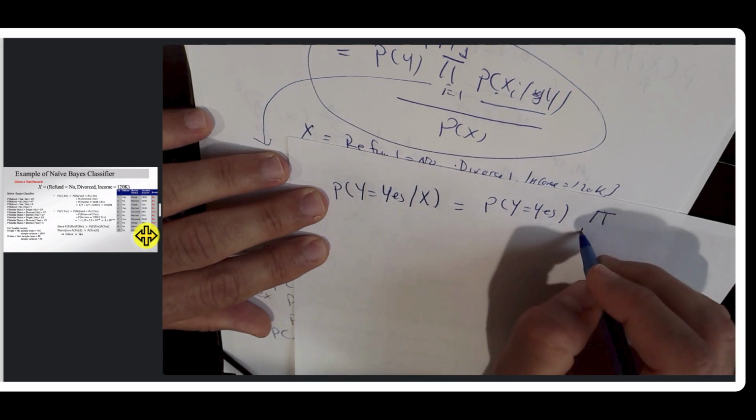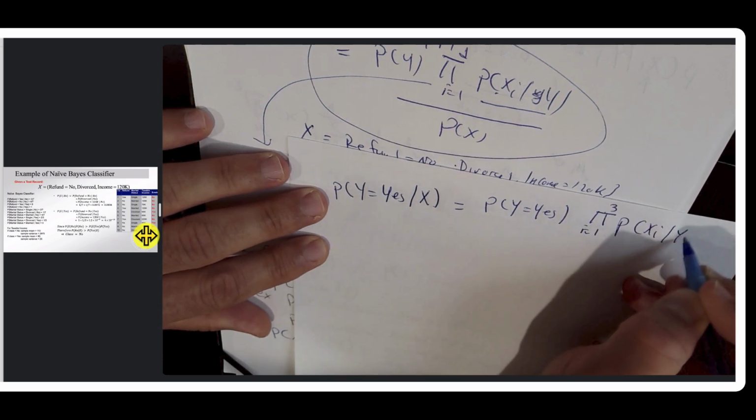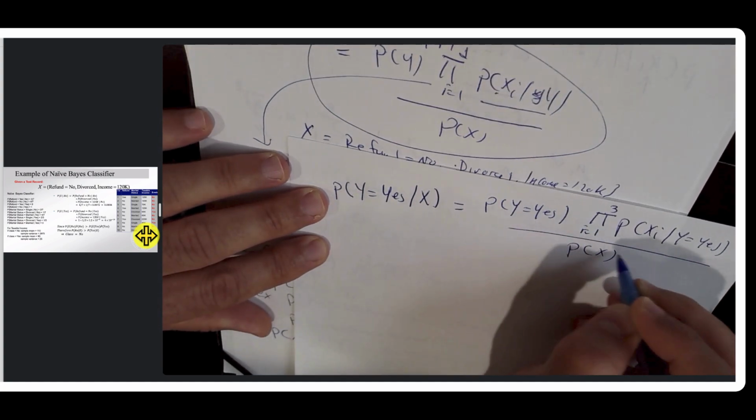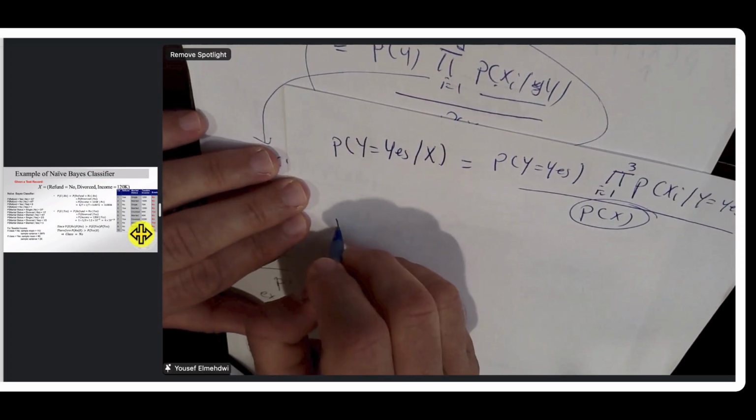Right? The product for i equal 1 to 3 of the probability of xi given y equal yes, divided by the probability of x. I will ignore this one because it's going to be constant. Okay? Good. Then after that, I need to do what?